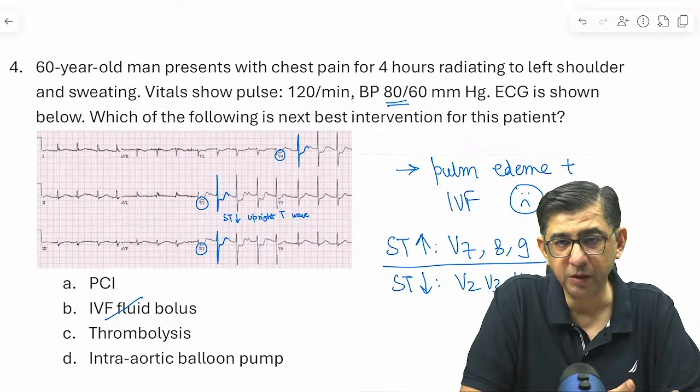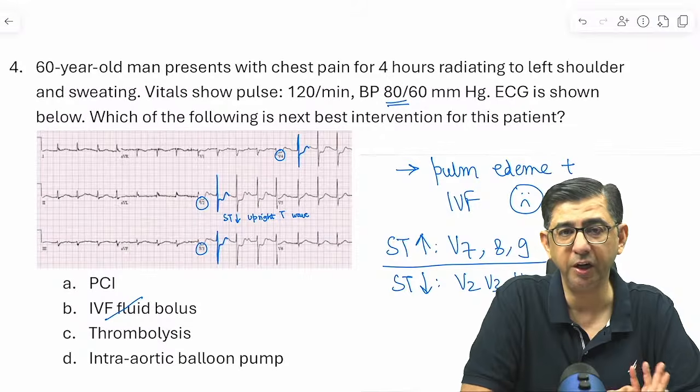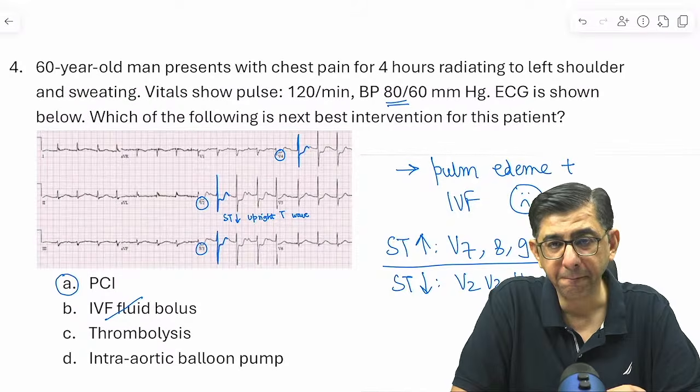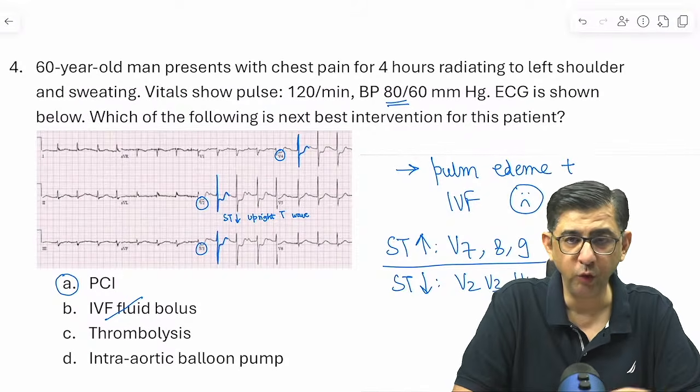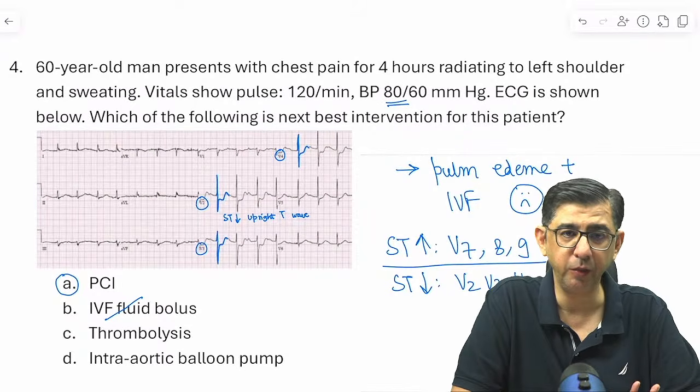So the guy is having an ST elevation of the posterior wall. So how do I manage the patient? Send the patient for a PCI, that is a percutaneous coronary intervention. And if you open up the blocked coronary artery, then the hypoxia of the heart will go away, the cardiac contractility will automatically improve.